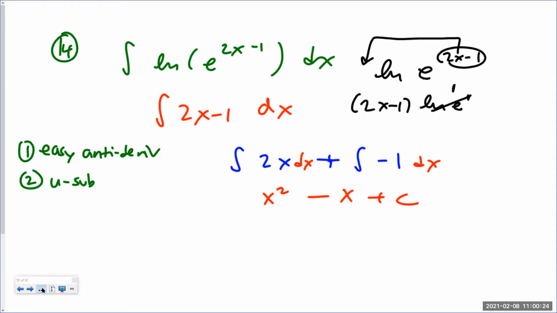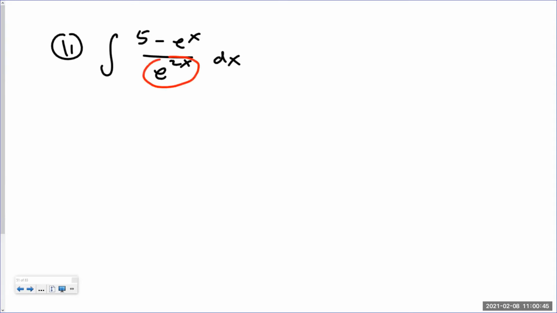Okay, let's do another one, guys. Number 11. We're looking at number 11. Okay, so what we have on number 11 is the integral of (5 minus e to the x) over e to the 2x dx. When I first look at this, I think I can make this whole thing my u. If this is my u, the derivative of e to the 2x is e to the 2x times 2.